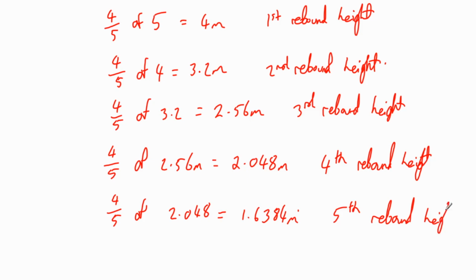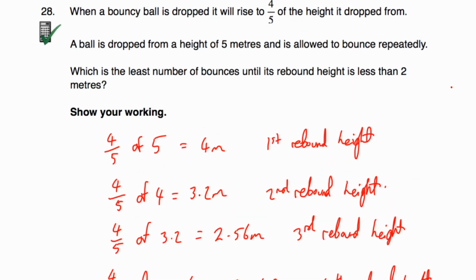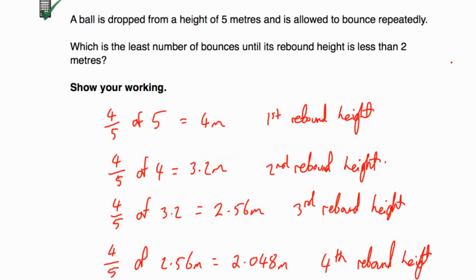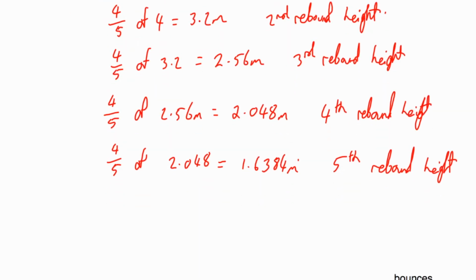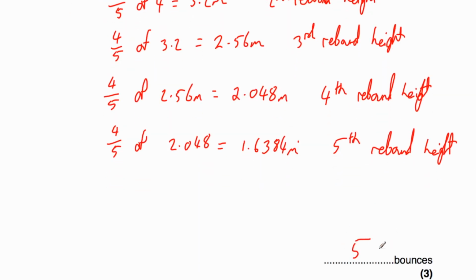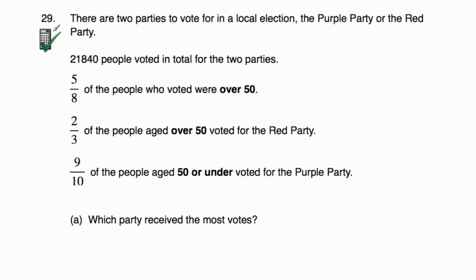And let's just go up and read the question, make sure we're answering this correctly. So the question says, which is the least number of bounces until the rebound height is less than 2 meters? So it's been dropped from 5 meters. After one bounce, it rises to 4 meters. After 2 bounces, it rises to 3.2 meters. After 3 bounces, it rises to 2.56 meters. After 4 bounces, it rises to 2.048 meters. And after 5 bounces, it rises to a height which is less than 2 meters, which is 1.6384 meters. So the answer is 5. That's the least number of bounces needed for it to have a rebound height of less than 2 meters, so 5 bounces.